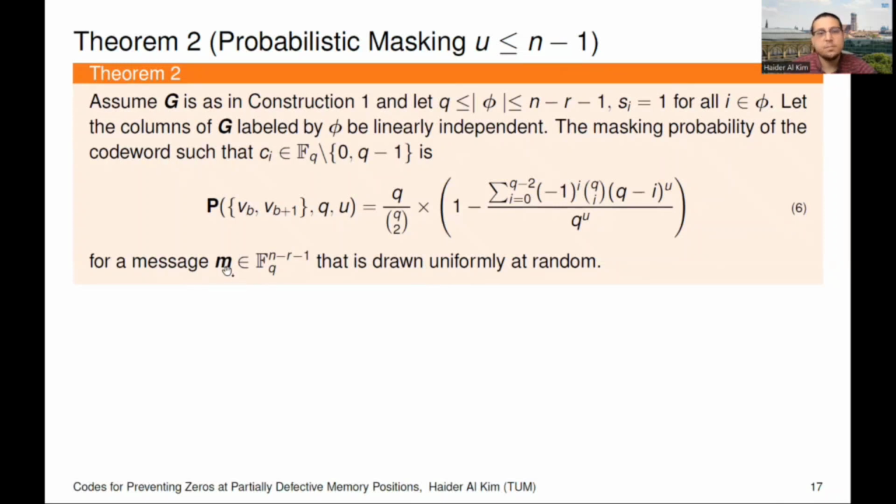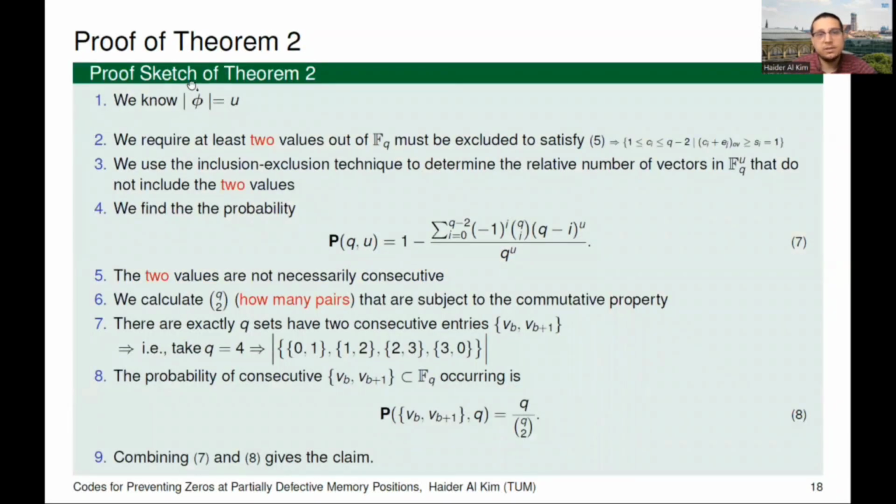Okay, so for example, we know that the size of phi equals u, and we require 2 values of F_q to be excluded to satisfy this condition. We just exclude 2 values. However, these 2 values are not necessarily consecutive. This follows from the inclusion-exclusion principle, such that we count how many vectors exclude 2 field elements, and the 2 values are not necessarily consecutive.